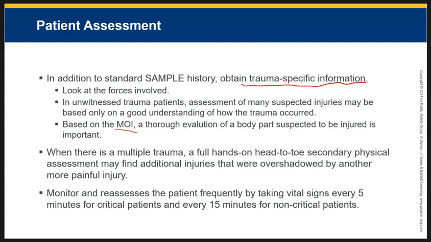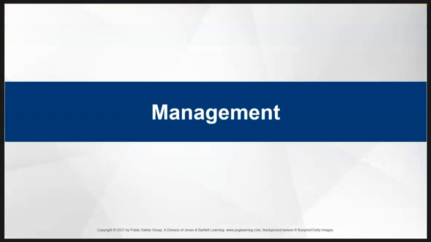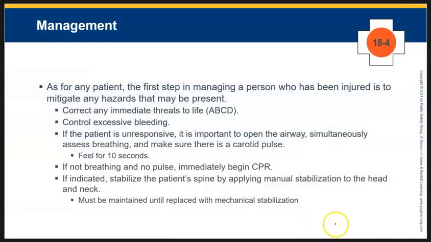If the patient is critical, we want to take vital signs every 5 minutes to observe trends or changes in those vital signs. Now, management of this trauma patient is going to begin, as always, by correcting any life threats, or ABCDs, in primary assessment. Remember, that is to control excessive bleeding, and in the case of an unresponsive patient, maintain the airway. If we have a circulation issue, such as no breathing and no pulse, we'll immediately begin CPR. Spinal motion restriction may be indicated at this time too.